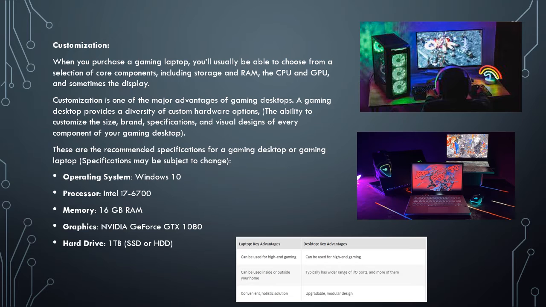These are the recommended specifications for a gaming desktop or a gaming laptop, such as Windows 10. A processor could be an Intel i7 6700. The memory could be 16 gigabytes of RAM. The graphics card could be an Nvidia GeForce GTX 1080. A hard drive could be 1 terabyte, and it could be an SSD or HDD.